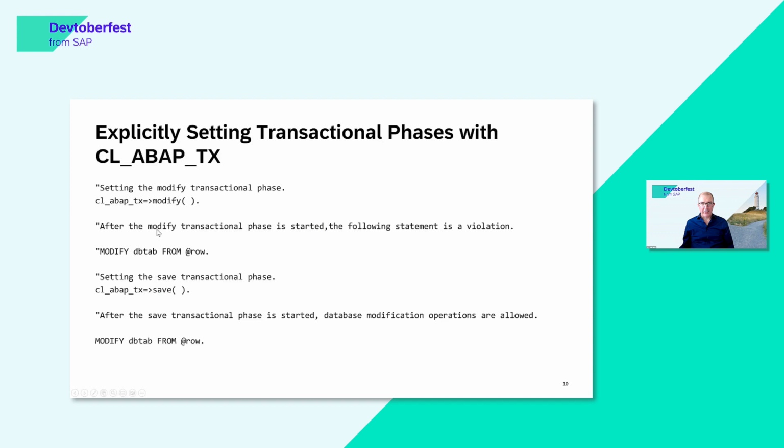Let's have a look here at the code. So you would, in your code, use this modify method. And then, this is commented out here, if you would now perform a MODIFY DB table FROM some data, that would be a violation, and that would end up with a dump. If you, however, have set entering the save phase, it would be allowed to modify the data as planned. And this is now the nice thing that you can follow.